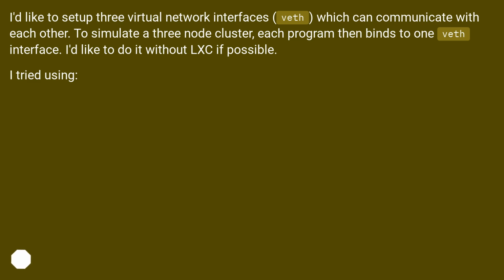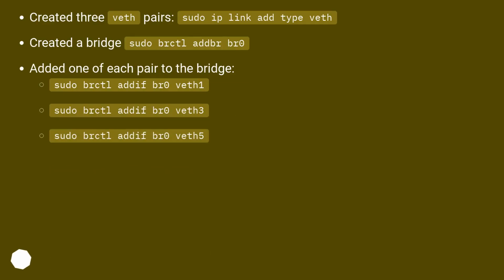I tried using... I created 3 veth pairs, sudo ip link add type veth. Created a bridge, sudo brctl addbr br0. Added one of each pair to the bridge: sudo brctl addif br0 veth1, sudo brctl addif br0 veth3, sudo brctl addif br0 veth5.